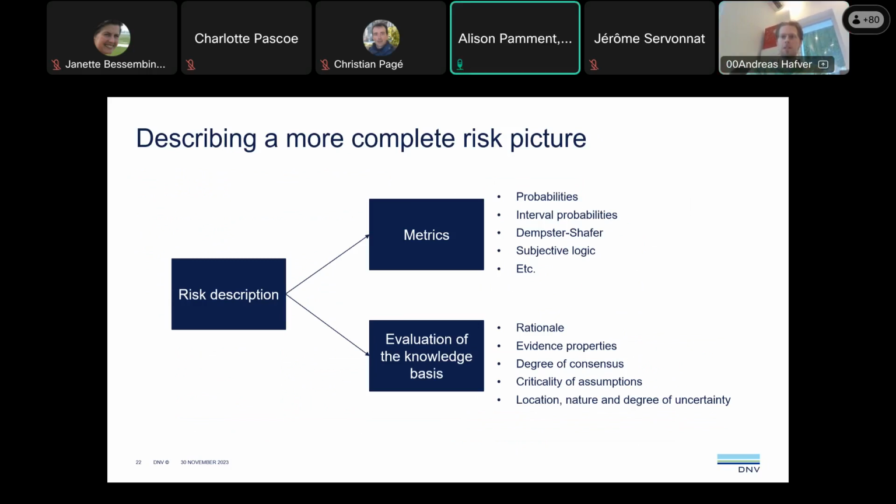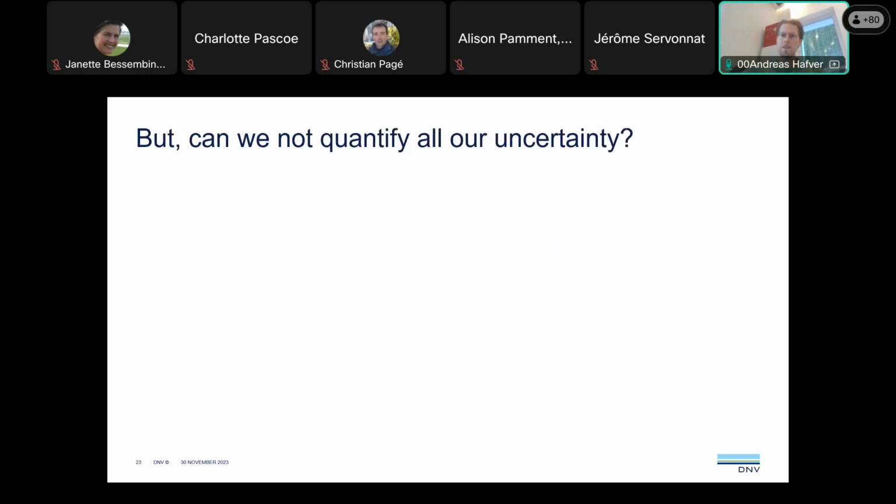So for the metrics, it's common to use some probabilistic metrics, but sometimes also something like interval probabilities, other methods like Dempster-Shafer or subjective logic. But you also need to do some qualitative description of risk, like describing the rationale, evidence properties, the degree of consensus, as I mentioned, the criticality of assumptions, and maybe the location and nature and degree of uncertainty. That's also very relevant information to provide when you are communicating risk.